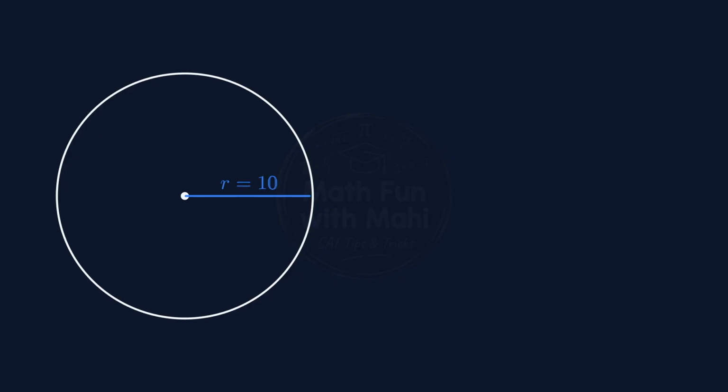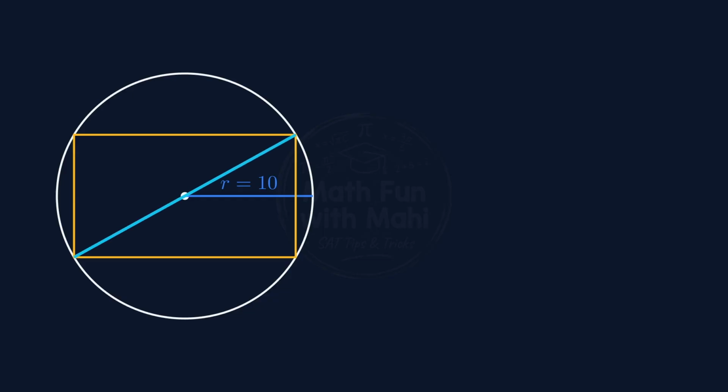With a radius of 10, the center point is our anchor. The single value of 10 is the key that unlocks every other dimension in this problem. Now, we inscribe the rectangle. When we draw the diagonal from corner to corner, notice something important. Because this is an inscribed rectangle, the diagonal must pass through the center. It is actually the diameter of the circle.